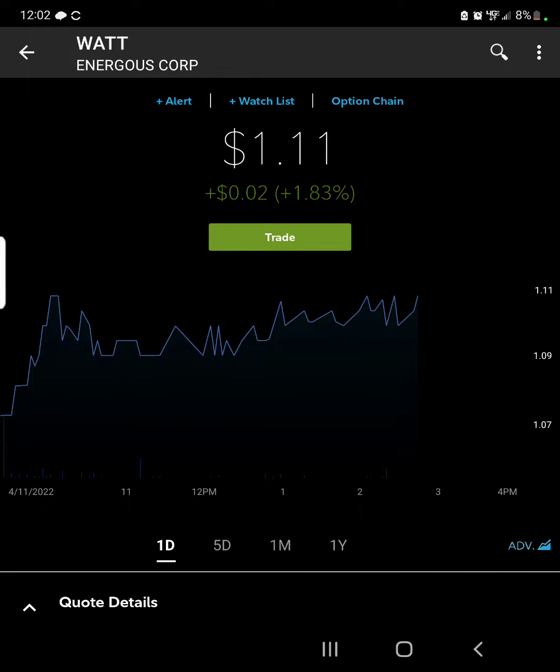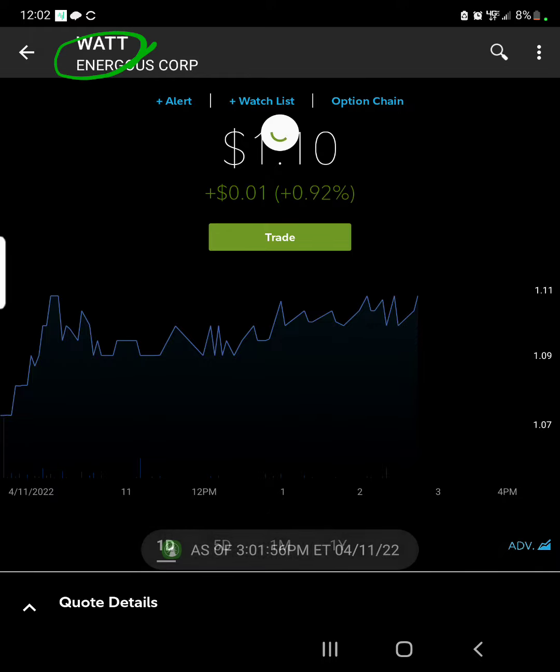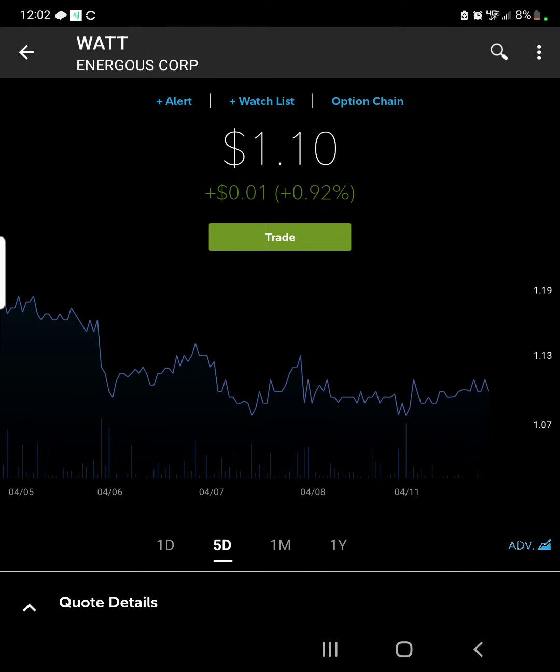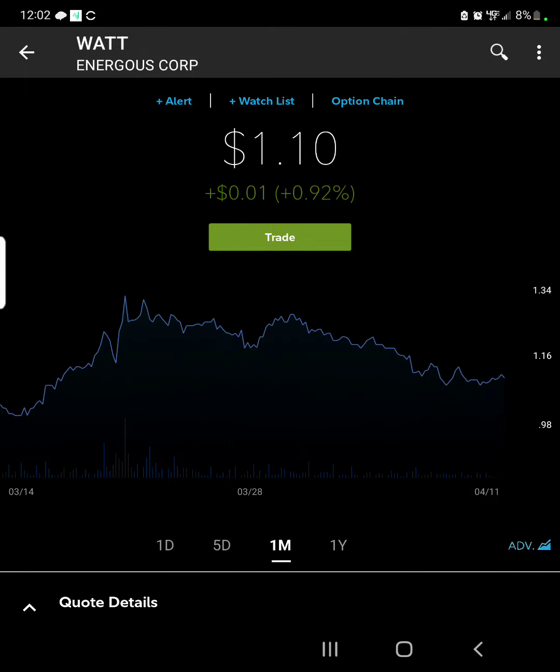For the example I'm going to use, we'll start out with selling a put. It's right now trading at $1.10, and in the last 5 days it looks like it's hovered above $1. Let's see, for a month, it dropped below $1 about 1 month ago.